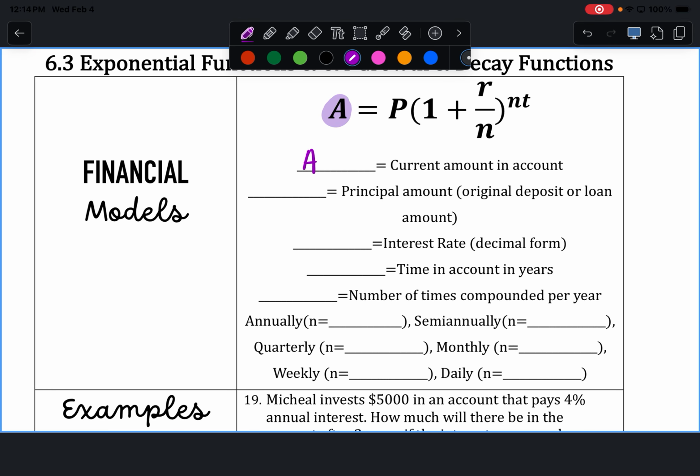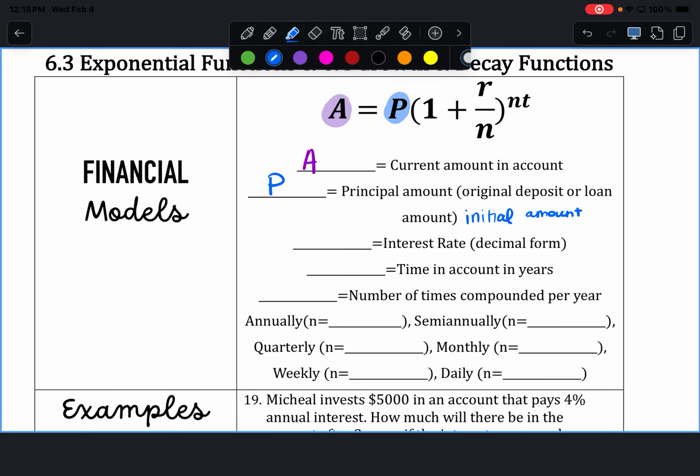That is our A. Now, the P, that is in the place of what we normally have as a lowercase a, right? That is the principal amount. That is our initial amount. It is still just meaning the initial amount. Whatever is in front of your parentheses in one of these growth or decay functions will always be your initial amount.